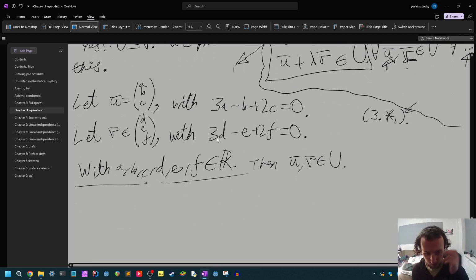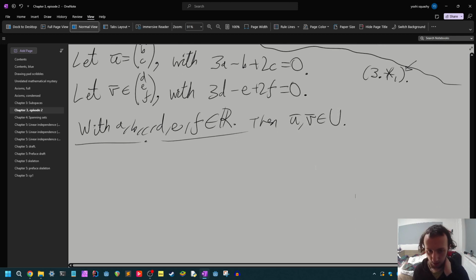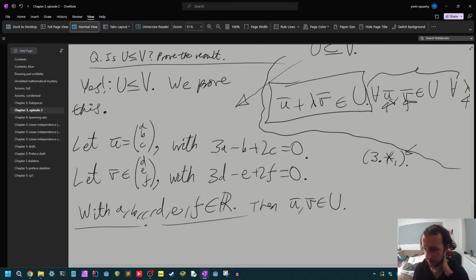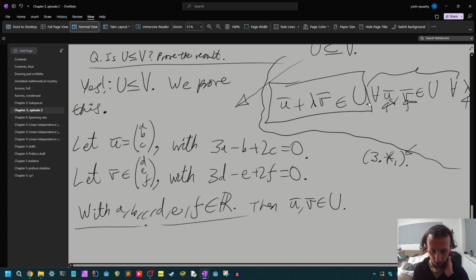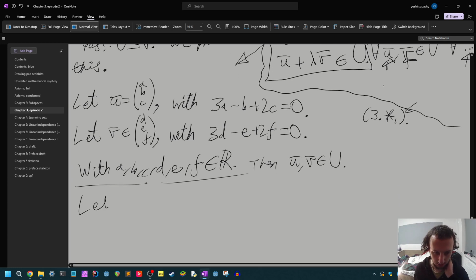Okay, so we've got these real numbers here. We've got u and v of U, and then we simply apply lemma 3.6, which is that we have to have u plus lambda v in U for all u, v, lambda. Oh, so then we should also say let lambda be any lambda of reals.